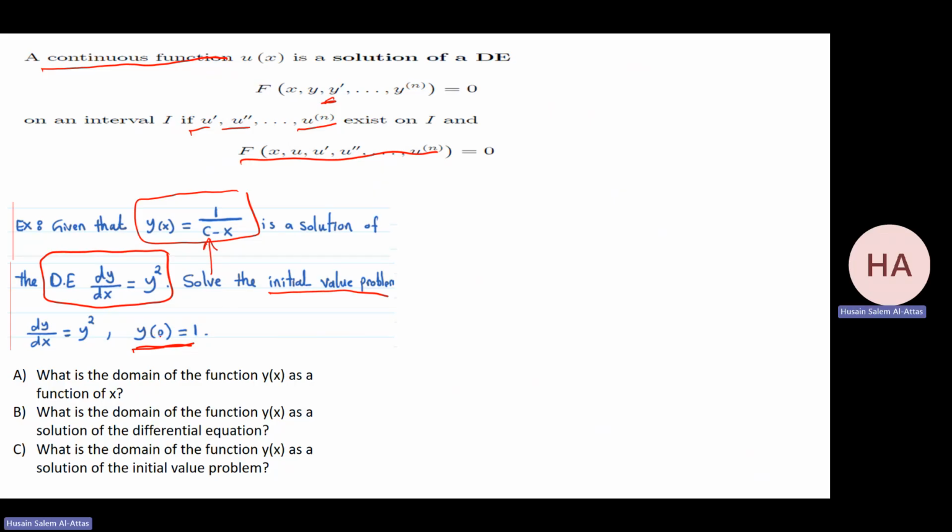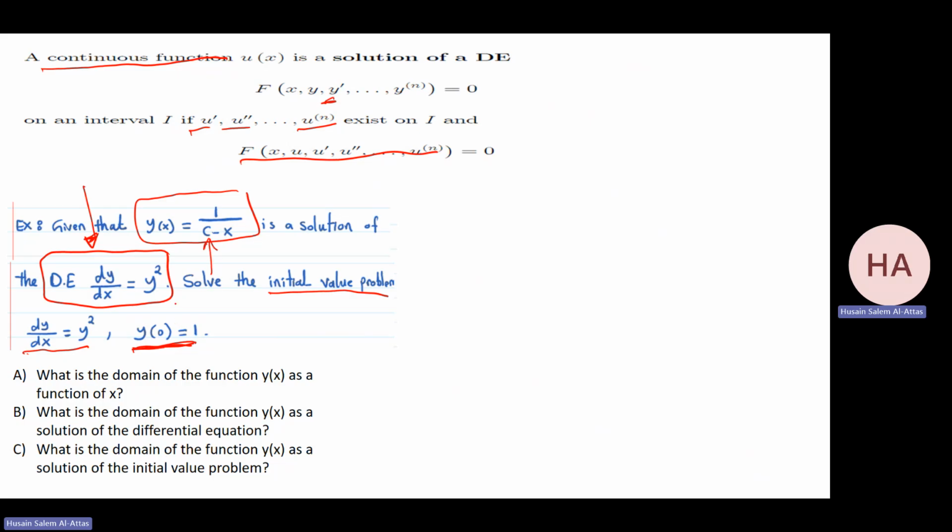So I need to find not only the function which satisfies the equation, but I also want the function to satisfy the initial condition. So how to find the C? Just substitute. And I think we did something like this in Math 101, where we talked about differential equations and the antiderivative. So how to solve this initial value problem, I'll solve for C.